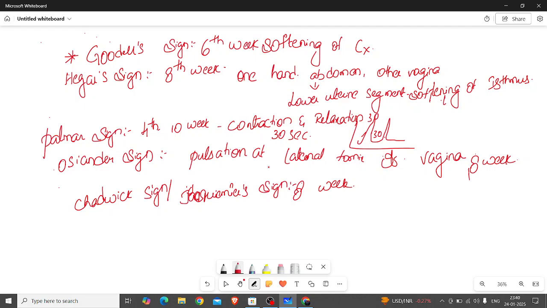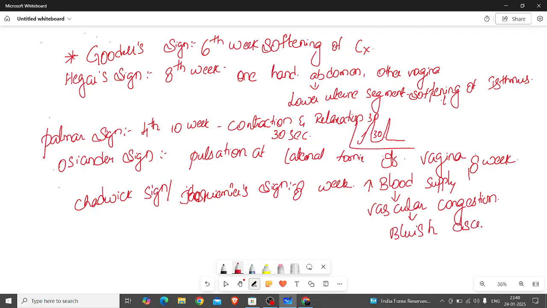But in case of pregnancy, what happens? There will be increased blood supply due to the pressure over the lower parts of the body. It leads to vascular congestion due to the increased pressure. As the vessels are congested, there will be a bluish discoloration. It is also known as dusky hue.